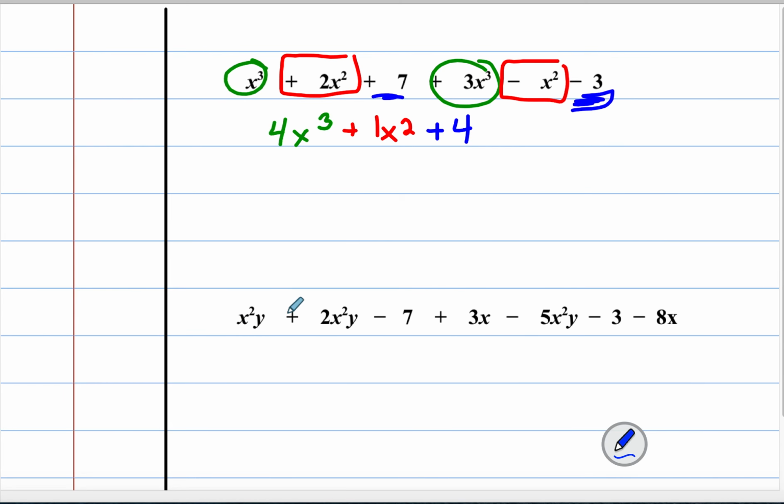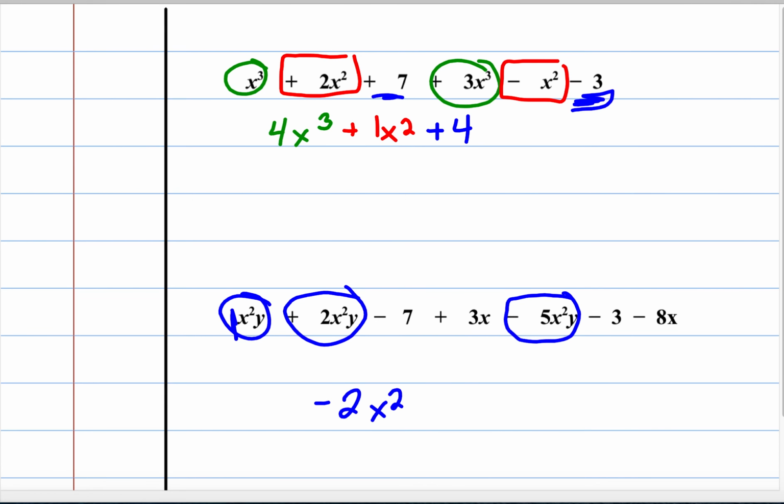All right, now it gets really tricky because I'm looking for x squared y. That one looks like it goes with this one, which looks like it goes with this one. So let's focus on those first. So this is a 1 out in front of you if you need to add it in. That's 1 plus 2 is 3. 3 minus 5 is a negative 2x squared y. Now we're going to do our x's. So I have 3x minus 8x. 3x minus 8x is a negative 5x. And now lastly, I have a negative 7 and a negative 3. If the signs are the same, you add, and that's a negative 10.